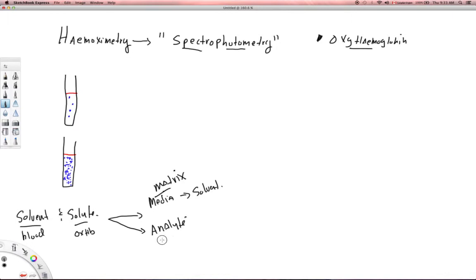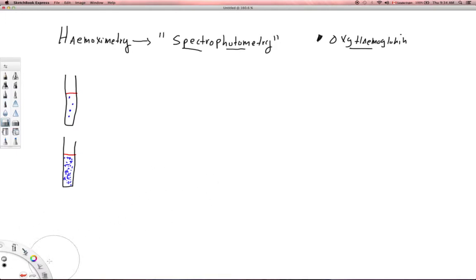All right. Now, in some labs, we actually have to extract the analyte from the matrix, and there's a whole process involved in there. When it comes to hemoximetry, like a pulse oximeter or an arterial blood gas machine, that's not really the case. We don't have to extract it, but sometimes you do. In a lot of cases, you do actually. This just happens to be one of the cases where you don't. Okay, so here we go.